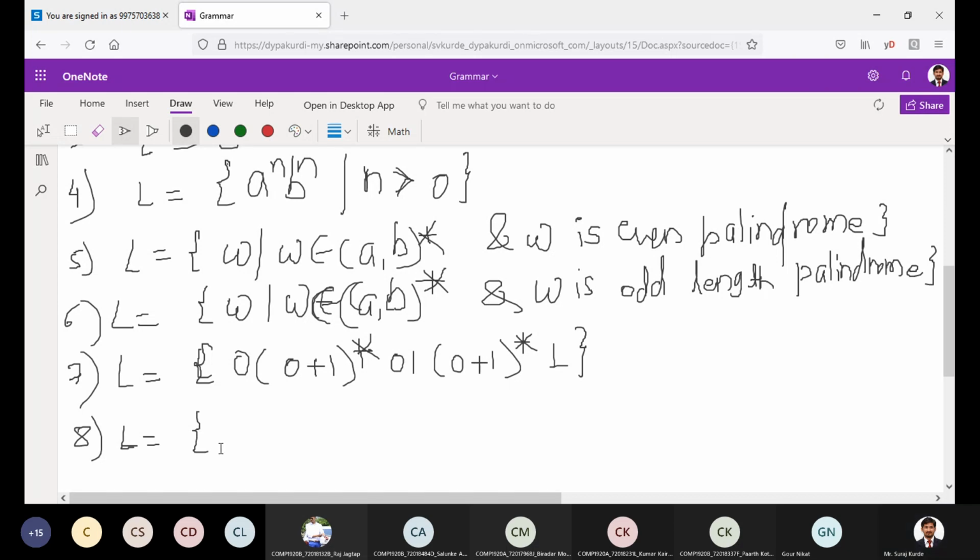Then a power i, b power j, that is, a is repeated i times and b is repeated j times, where i is less than or equal to j, less than or equal to 2i. And i can be greater than or equal.